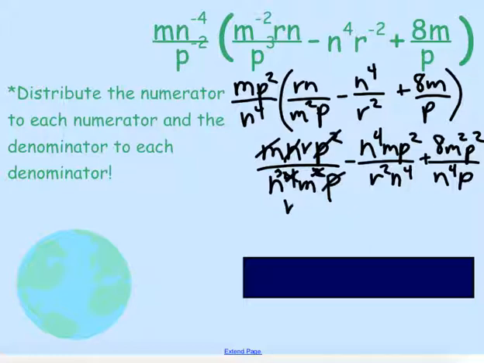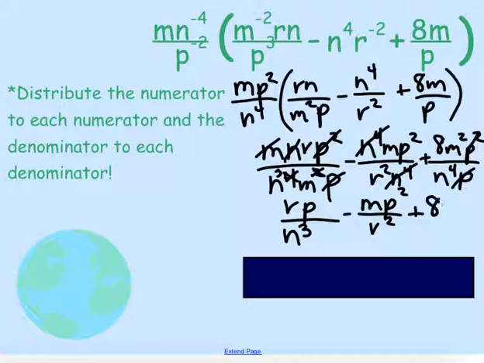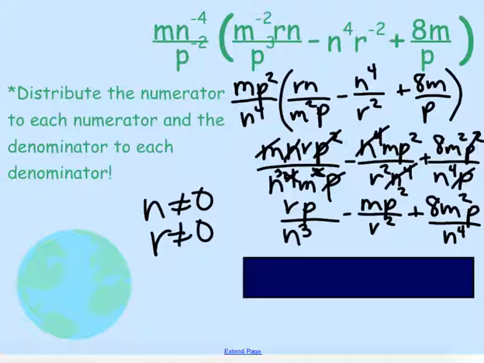So I'm going to get rp in the numerator, and then I'm going to get n to the third in the denominator. I believe that's all I'm going to get. Let me just check my work. That looks right. And then minus, well, we have some n to the fourths in common, so those actually cancel out completely. And I get mp squared over r squared. And then plus, my p's can simplify a little bit, so I get 8m squared p over n to the fourth. And I have a couple restrictions. N cannot be 0, and r cannot be 0.